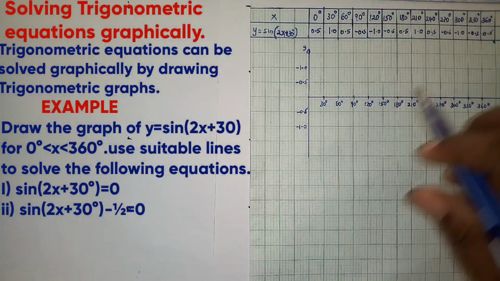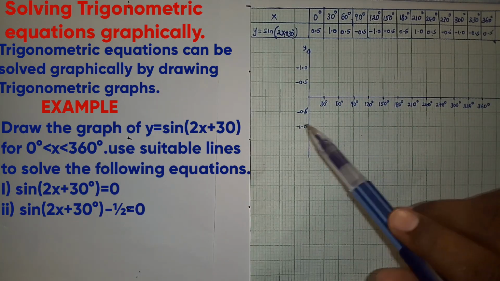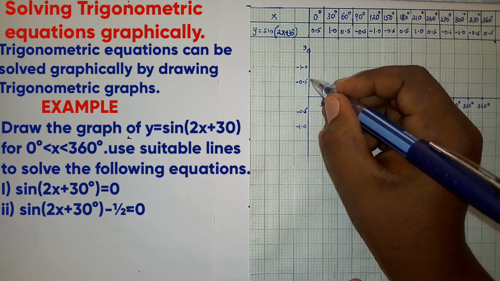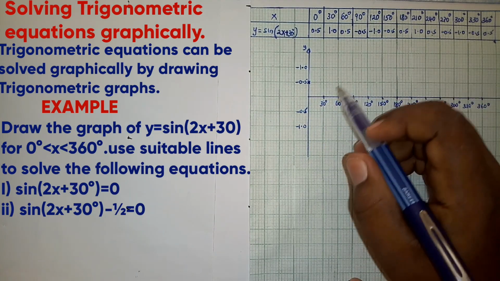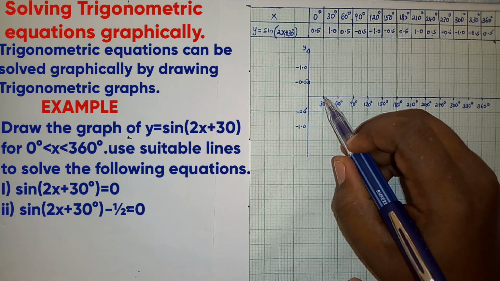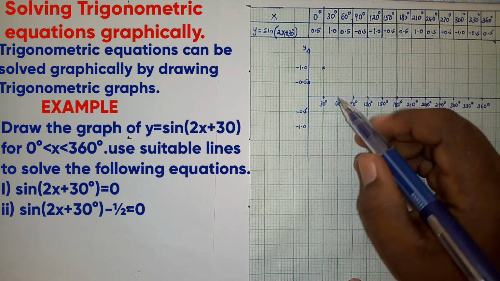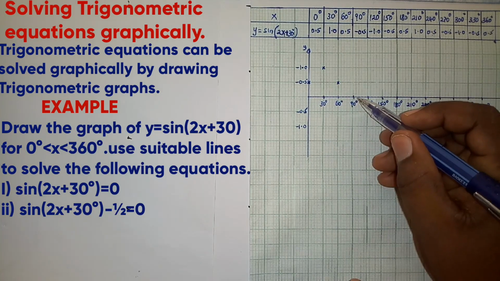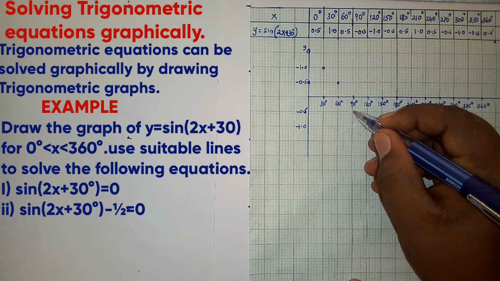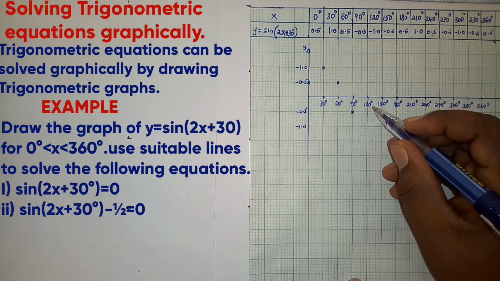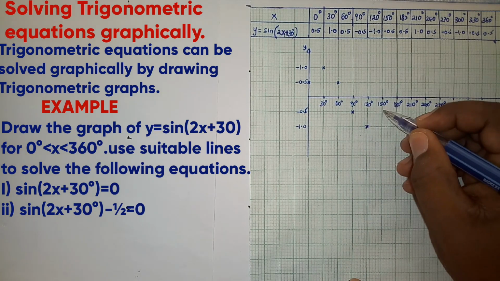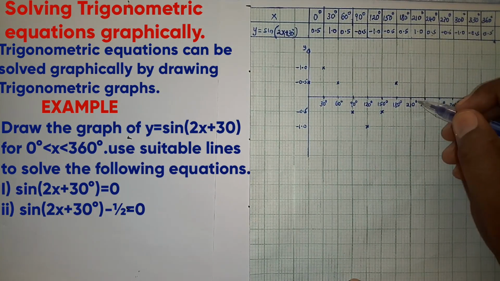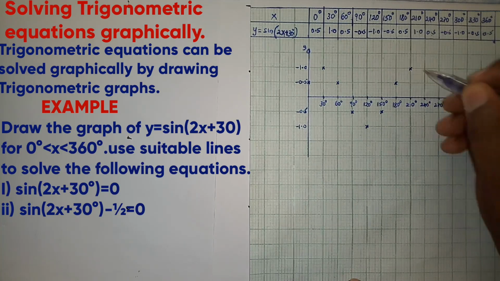So now we have the values of x and the values of y. When the value of x is 0, the value of y will be 0.5. When the value of x is 30, the value of y will be 1. When the value of x is 60, then you're going to have 0.5. For 90, we are going to have negative 0.5. 120, that will be negative 1. 150, negative 0.5. 180, that will be 0.5. 210, that will be 1.